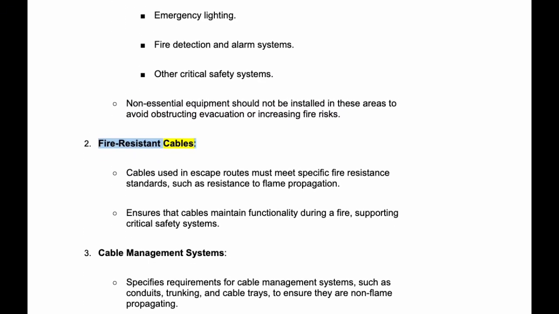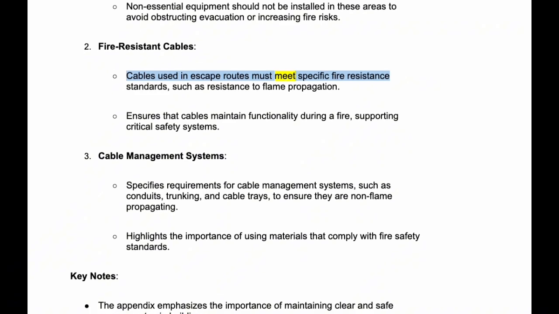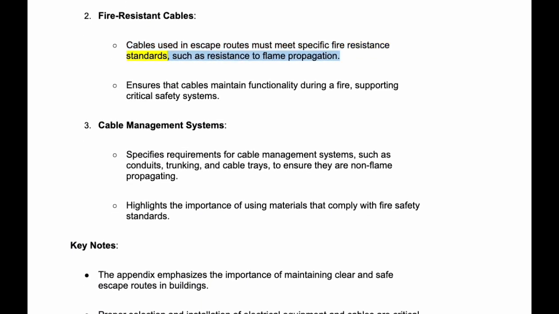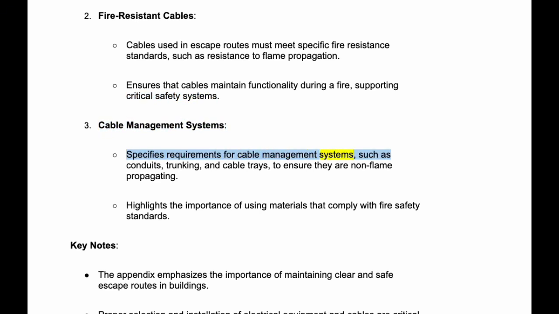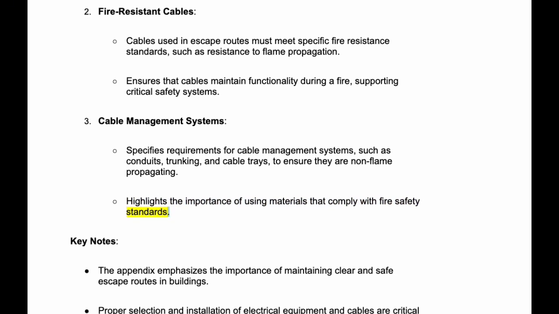Fire-resistant cables. Cables used in escape routes must meet specific fire resistance standards, such as resistance to flame propagation. Ensures that cables maintain functionality during a fire, supporting critical safety systems. Cable management systems. Specifies requirements for cable management systems, such as conduits, trunking, and cable trays, to ensure they are non-flame propagating. Highlights the importance of using materials that comply with fire safety standards.